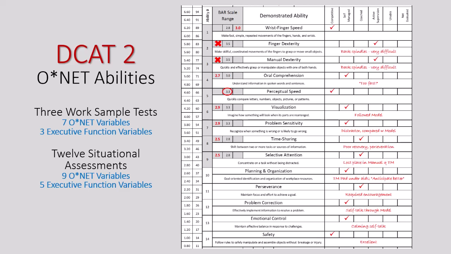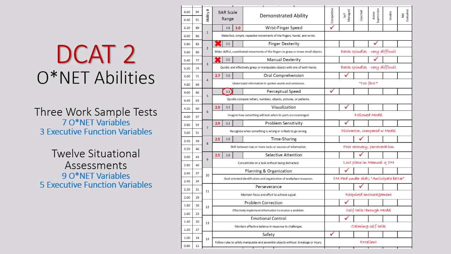Time sharing required Susan to be Joanna's coach. She had difficulty moving back and forth from the telephone message process to the assembly process. Susan noted that Joanna had poor recovery and had some problems with perseveration. The final DCAT-2 ONET variable, selective attention, was rated by Susan at 2.5. Joanna's participation in the evaluation was facilitated by using the assembly manual, but she lost her place in the assembly manual as she tried to shift her attention from the manual to telephone messages and back again.